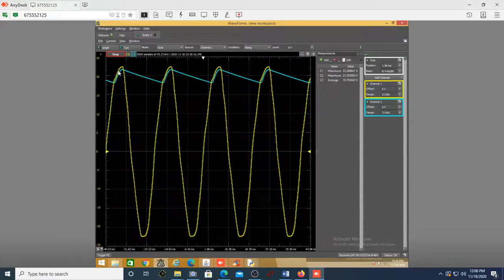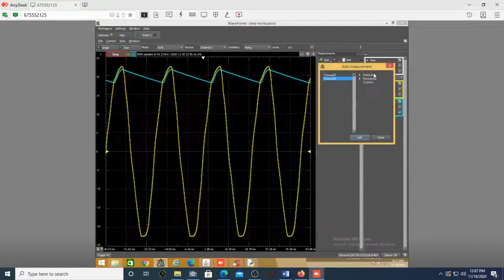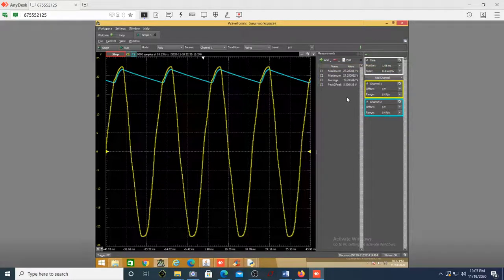So what we can do is measure the ripple voltage. Ripple voltage can be measured if I measure the C2 peak to peak. So I'll add C2 peak to peak. That will give me the ripple voltage. The peak to peak is 3.5. Let me just note this down from the remote lab.